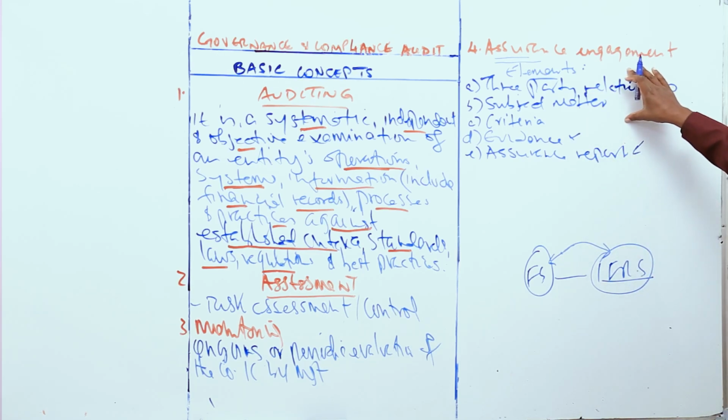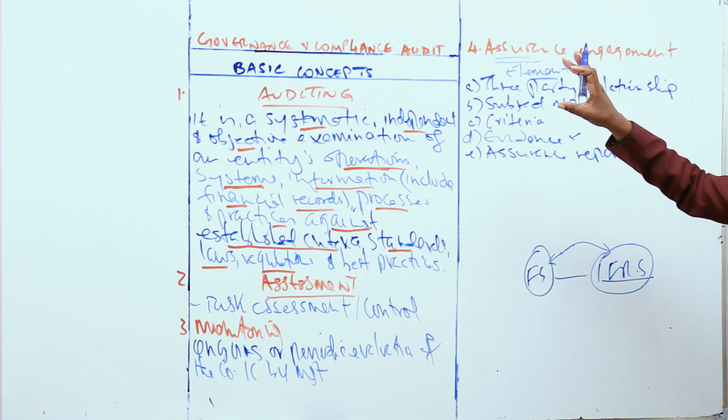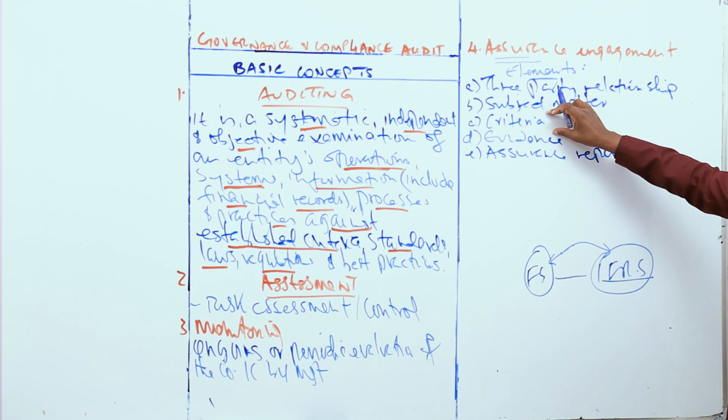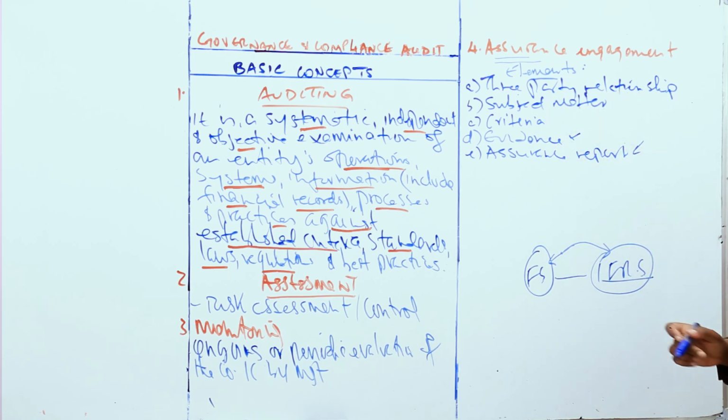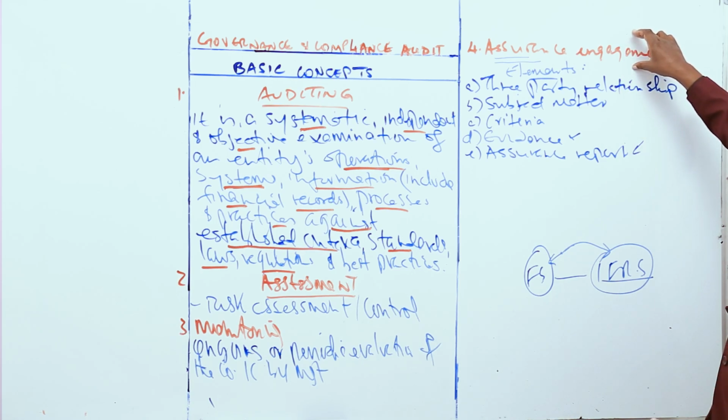So an assurance engagement has these five elements. It could be the financial audit, it could be governance audit or compliance audit or any other type of audit. It will have the five elements. Number 1, a three-party relationship. Number 2, it has subject matter. There is criteria, evidence, and assurance report. That's the meaning of assurance engagement. And we give an example of the audit of financial statements of an entity. That is an assurance engagement.